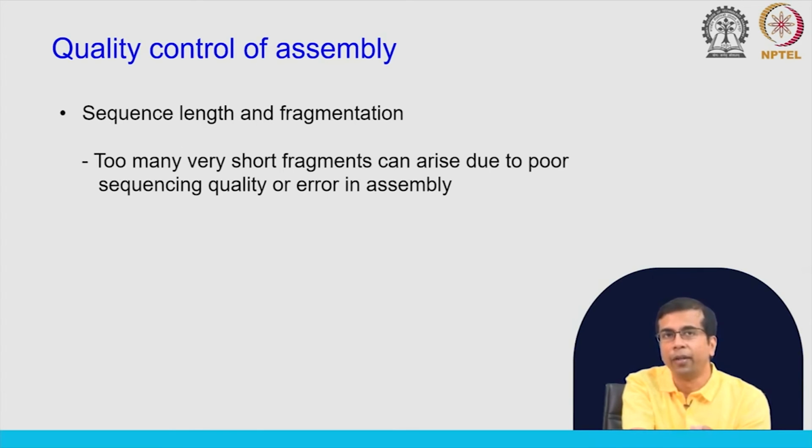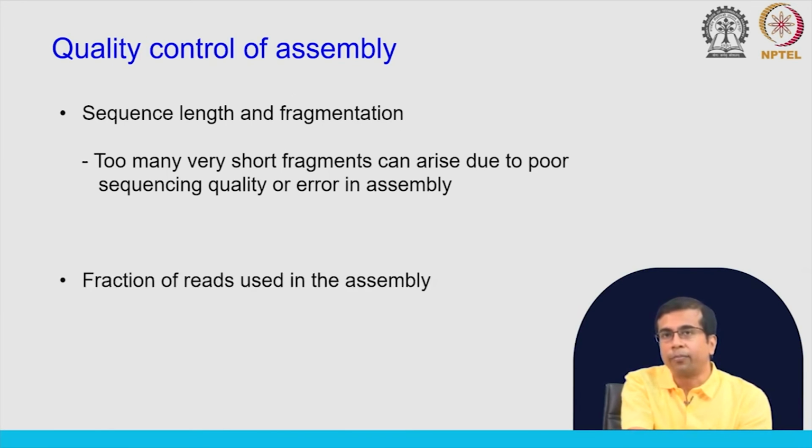If you have too many very short fragments, this could be an indication that the assembly was not very successful. This can be due to sequence quality, or there could be some issue with the assembly process itself, because of some peculiarity of the data, the assembly process did not work very well.